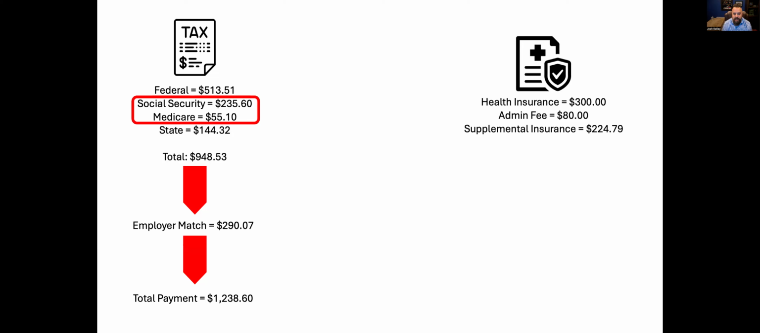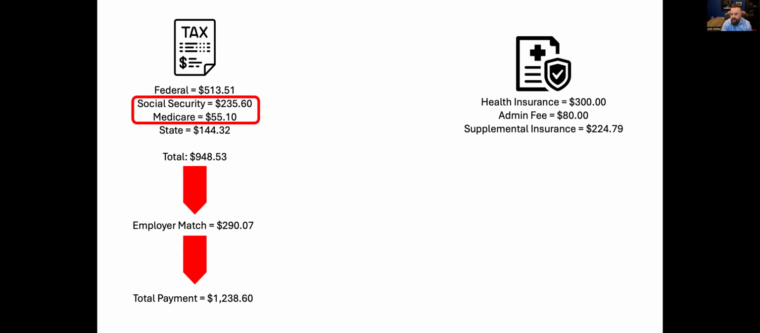All right. So where does this money go? Well, you've got $948.53 in taxes there on the left-hand side that has to be paid into the government. As we said before, the employer match is $290.07. Obviously, this is lower than it was before, which is a good thing. You add up that $948.53 that the employee is paying, plus that $290.07 that the employer pays. Now that total payment to the government is $1,238.60.